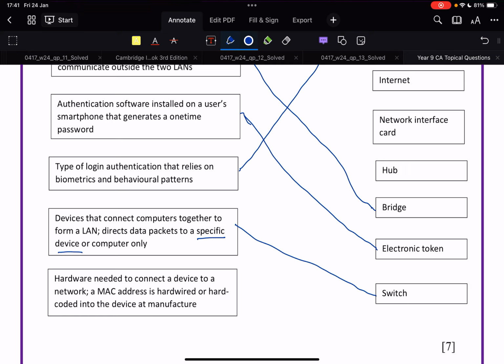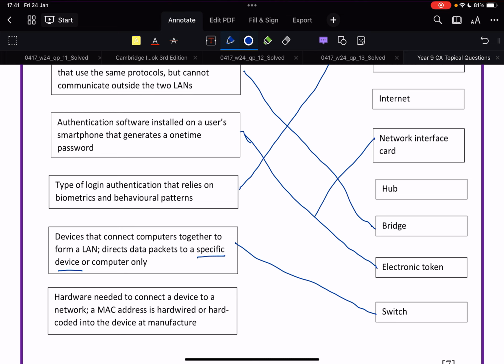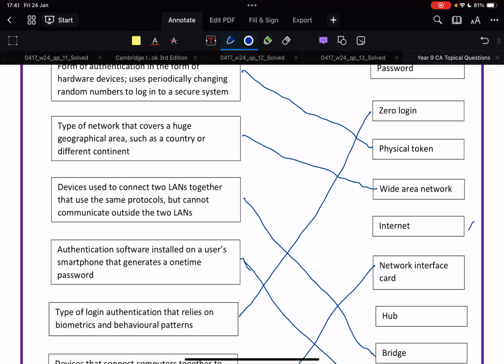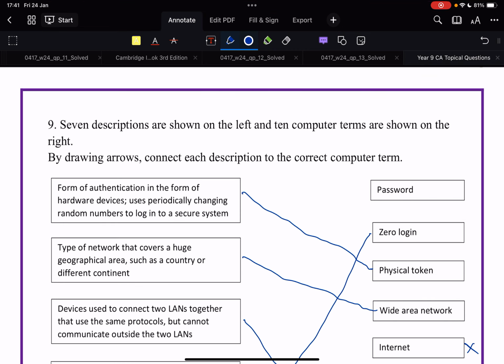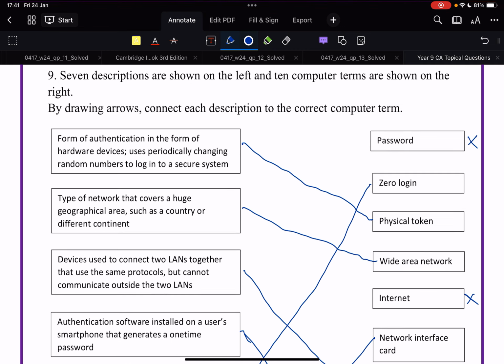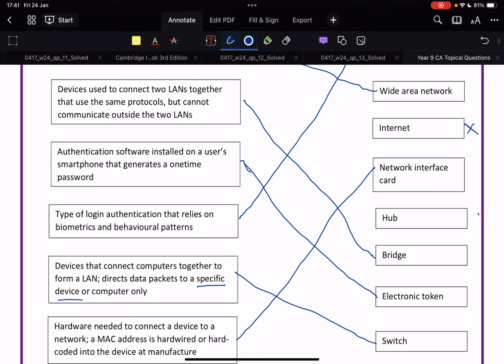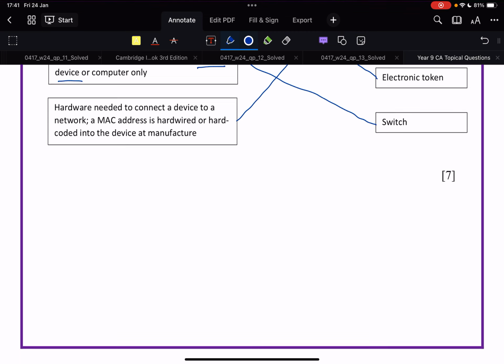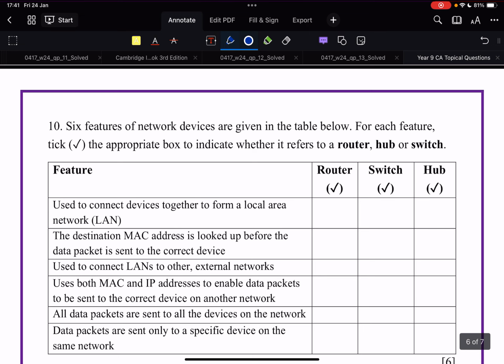Hardware needed to connect a device to a network. A MAC address is hardwired or hard coded into the device by the manufacturer. Now this is a device that comes with your laptop. You see that as the network interface card. So it's very important to know this.